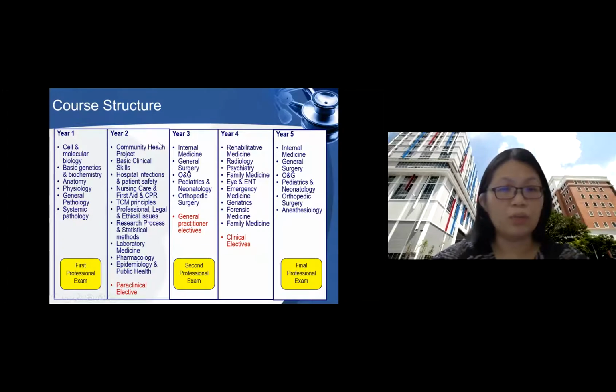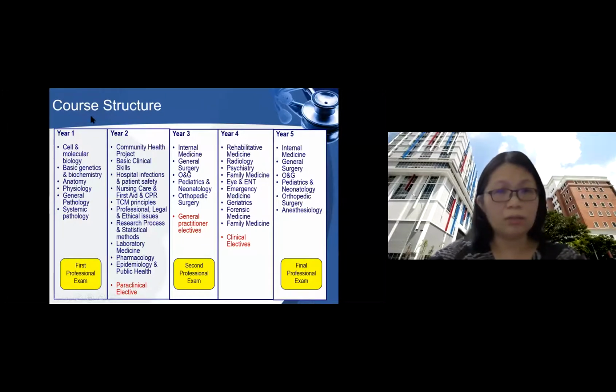Year 1 and 2, during the preclinical stage, the student will do their study in the city campus, the Sungai Long campus, right? Year 3 and 4, these are the clinical phase, and the student has to attend their classes in the hospital and or in the clinical skill training center nearby the hospital, right? So these are the list of courses that are delivered in different years of study.